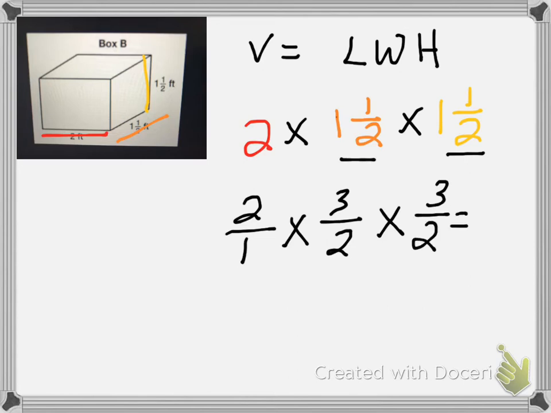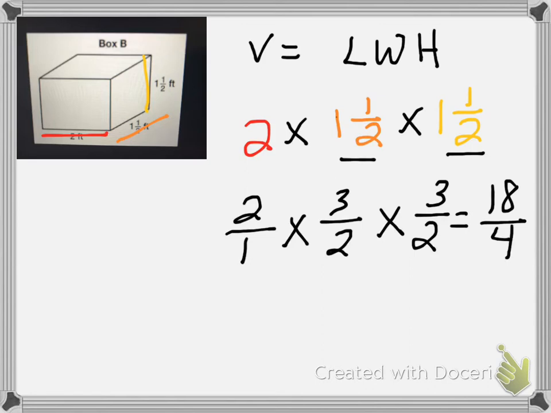Okay, so to solve this, we just multiply across: 2 times 3 times 3, which is, nope, that's not right, 18, sorry. 2 times 3 is 6, 6 times 3 is 18. And then multiply across the bottom. 1 times 2 is 2, 2 times 2 is 4.